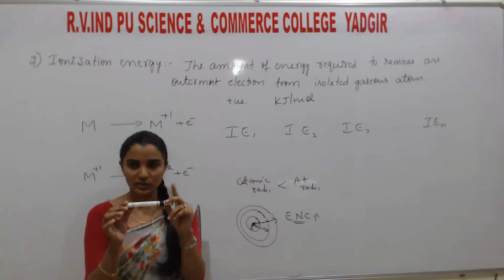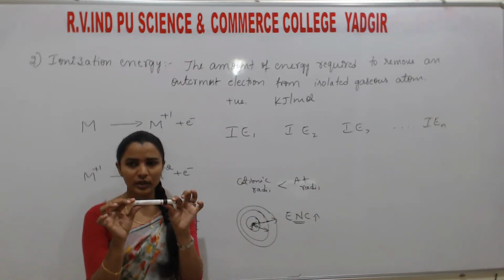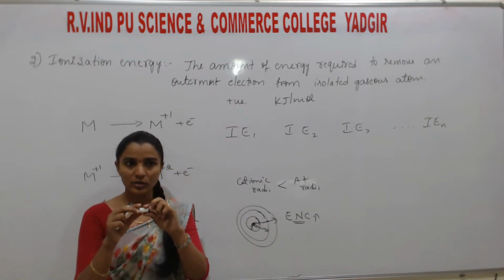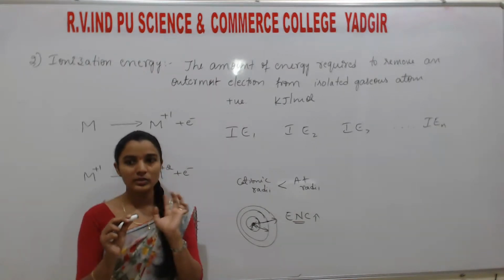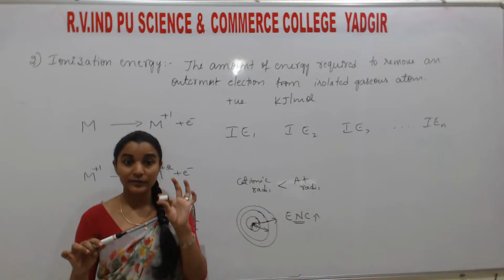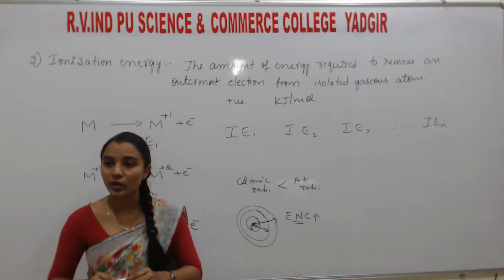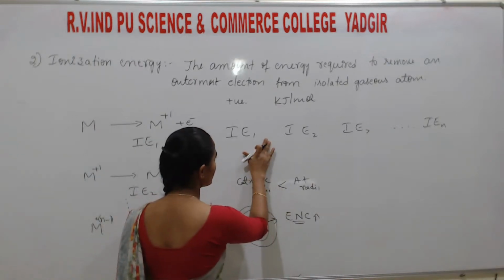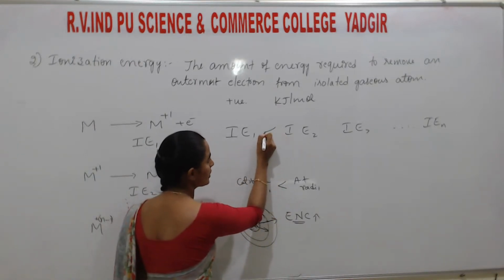Like that. Assume this is the chalk piece. To break this, we require less energy. So assume only this much of chalk piece is there. We require more energy to break this chalk piece. That is, this is more size, this is less size. If less size is there, then it requires what? More energy. Okay.